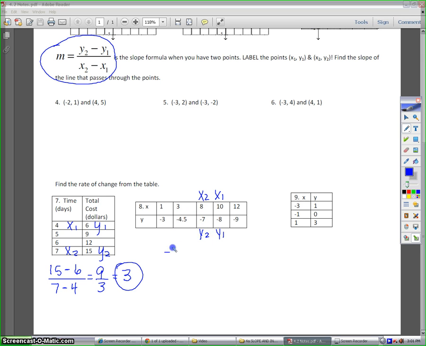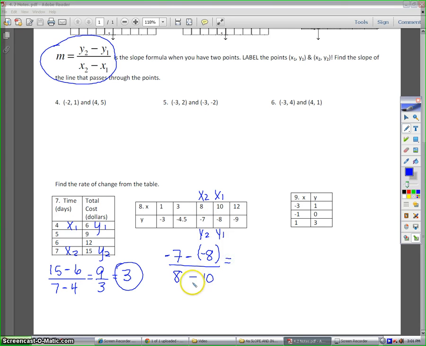So I have negative 7 minus, oops, I did my x first and that's not correct. So let me fix that. My y2 is negative 7, so that was correct. Minus my y1 is negative 8. Again, I'm putting it in parentheses to separate my minus sign and my negative sign. Divided by x2 is 8 minus x1 is 10.